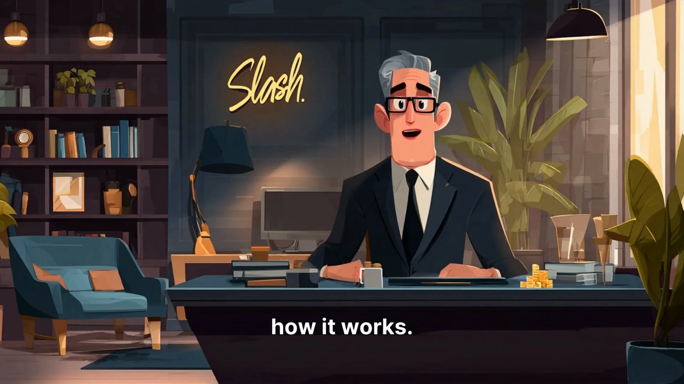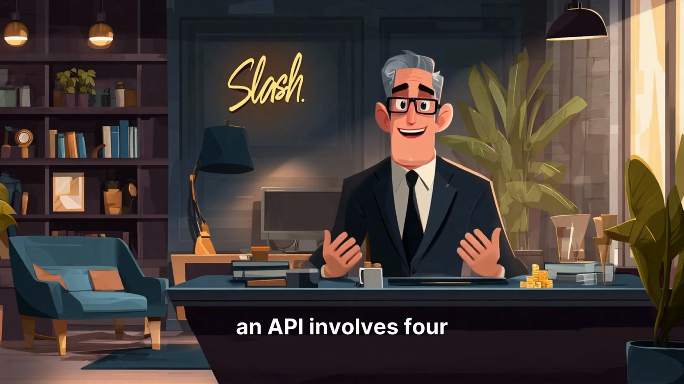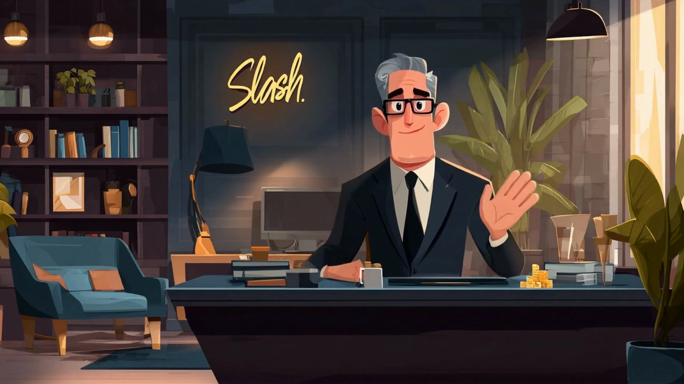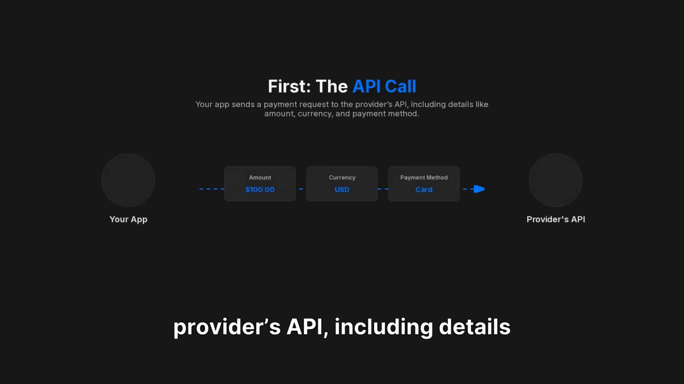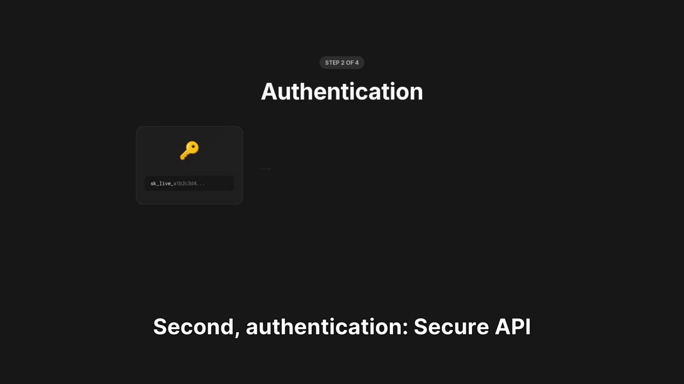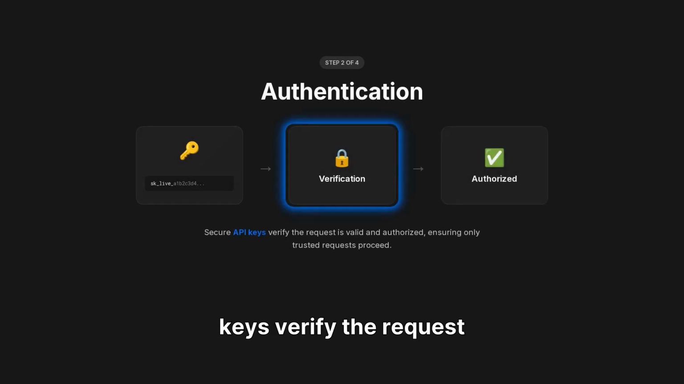Let's quickly look at how it works. A payment process through an API involves four main steps. First, the API call. Your app sends a payment request to the provider's API, including details like amount, currency, and payment method. Second, authentication. Secure API keys verify the request is valid and authorized, ensuring only trusted requests proceed.